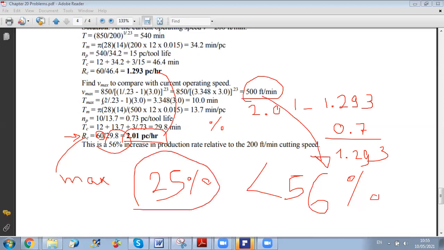So if they ask you what should be V to get this increase, you can just do it in a backward way. You put here an increase of 25%, you calculate RC, and you can go backward. You can do this by iterations to get what is the speed that will give me this value. Okay?